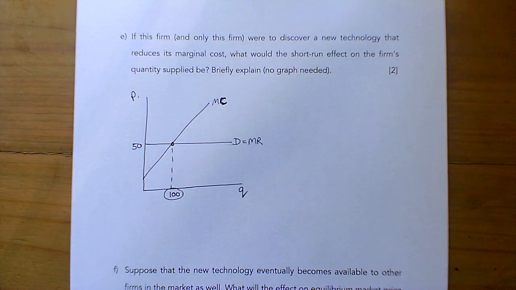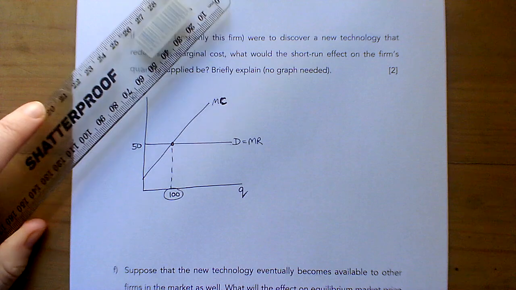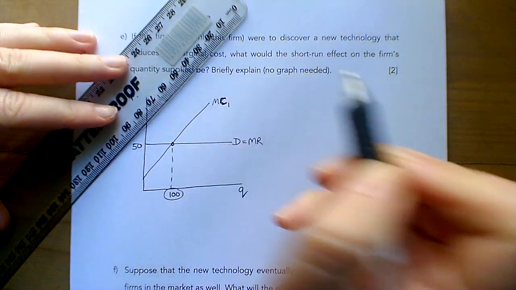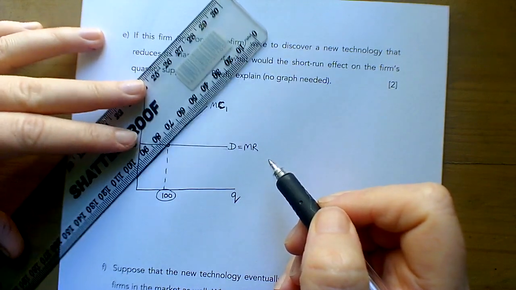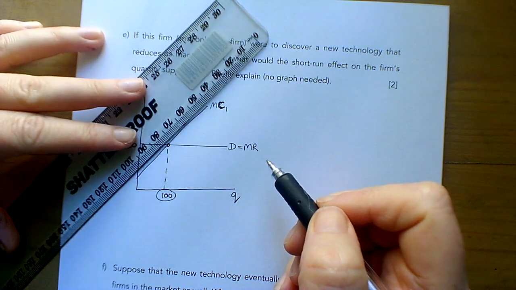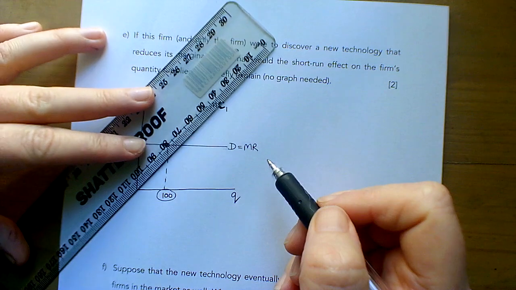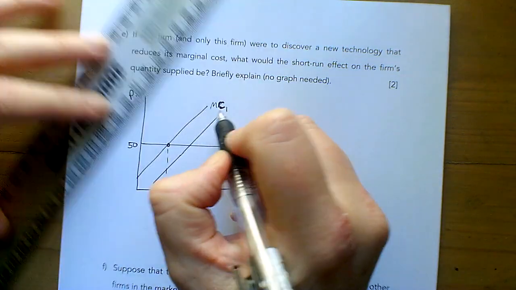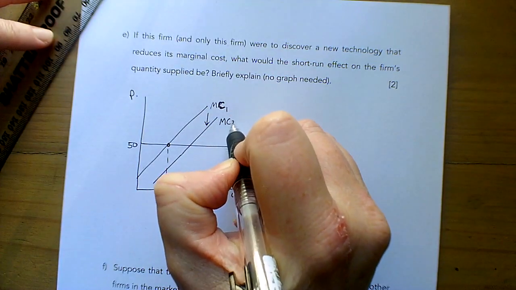Now we get told that the new technology that only this firm is able to adopt reduces its marginal cost. And so marginal cost moves like this. Okay, it becomes cheaper to produce each unit. So the marginal cost curve moves like that.